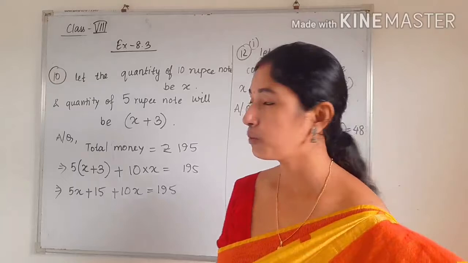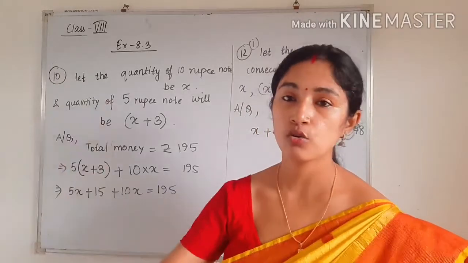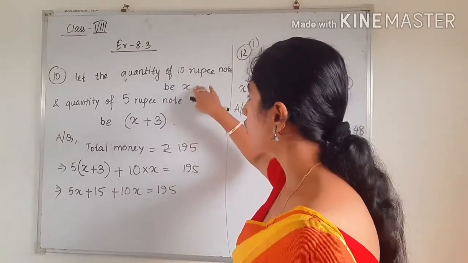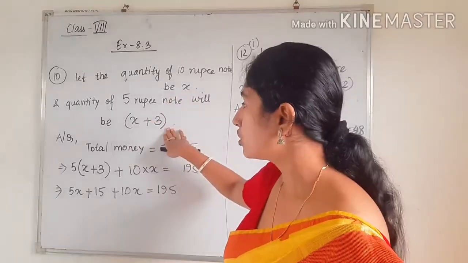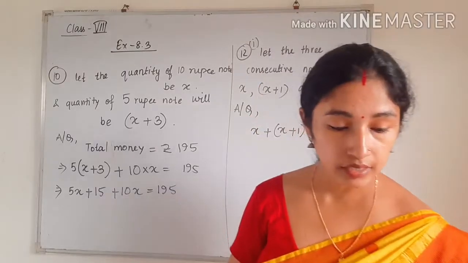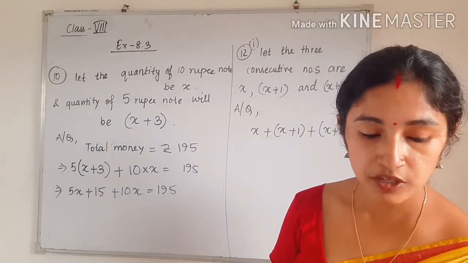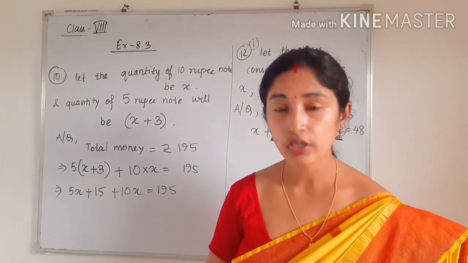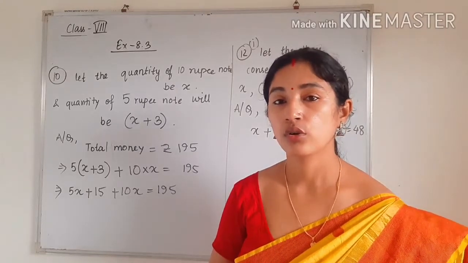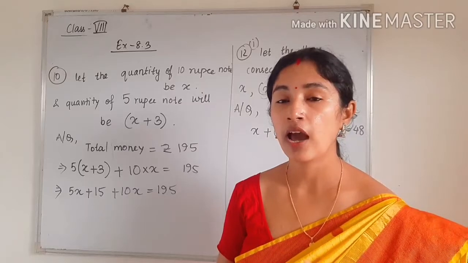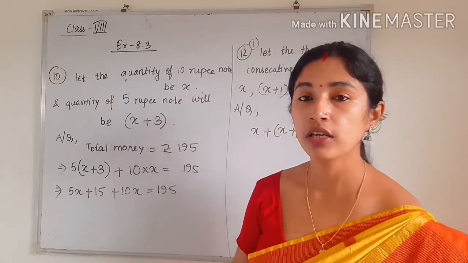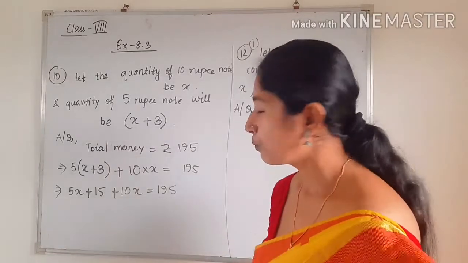And what is the quantity of 5 rupee notes? It is already written. It is 3 more than 10 rupee notes. 3 more than, that means we have to add 3 to the quantity of 10 rupee notes. So the quantity of 10 rupee notes was X. That means if we add 3 to it, we will get the quantity of 5 rupee notes. Okay. So in the next line it is written that if he has rupees 195 worth of money in total, that means total he had 195 rupees. So when he adds the total 10 rupee notes and total 5 rupee notes, he should have rupees 195.